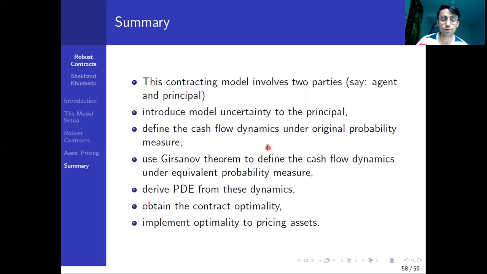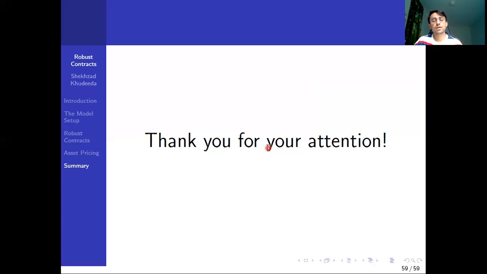Then we try to get the HJBI equation for this dynamic, which is a partial differential equation, and lastly obtain a contract optimality. And in the last section, we have seen how to implement optimality to price assets. Thank you for your attention.